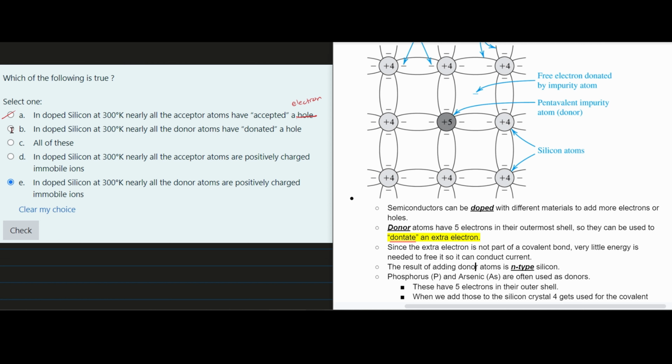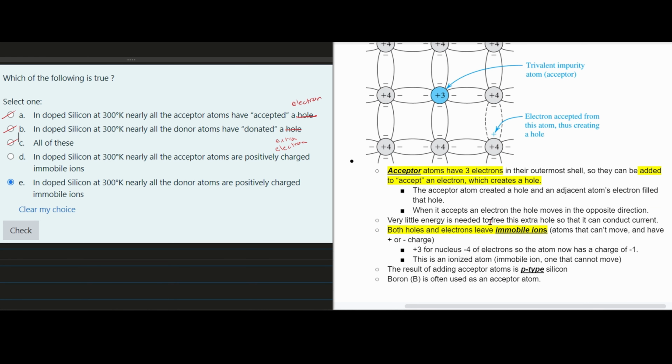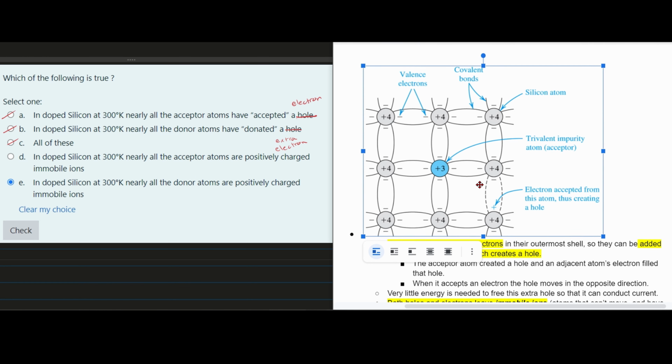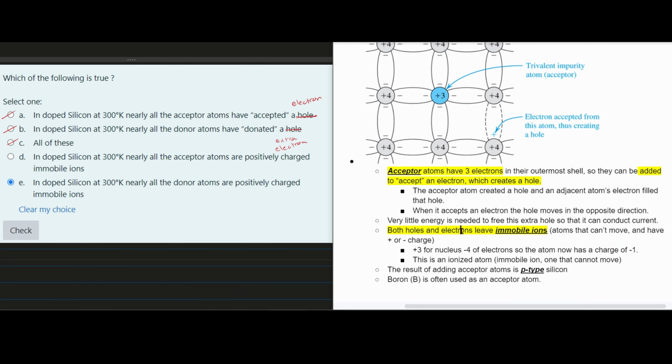So when we read this, we have another error here. This should not be a hole, this should be an extra electron, because they can donate an extra electron. So it's obviously not all of these then. Next we have in doped silicon at 300K, nearly all the acceptor atoms, so we're going to go into the acceptor section, are positively charged immobile ions. So we're saying that all of the acceptor atoms, which are here, are positively charged immobile ions.